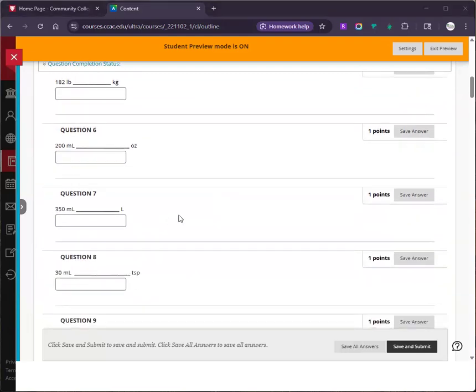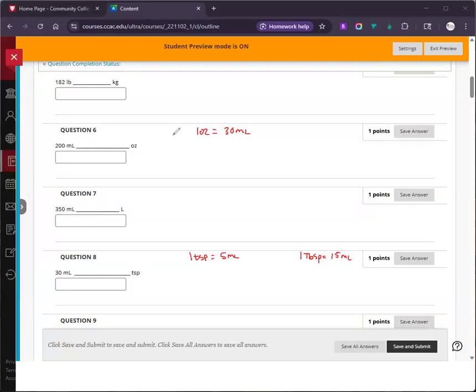6, 7, and 8. These are ones that students are usually less comfortable with, just because you haven't quite memorized how to do these things. 1 ounce is equal to 30 milliliters. 1 teaspoon is equal to 5 milliliters. And then it didn't get asked, but if it did, 1 tablespoon is equal to 15 milliliters. Like I said, you need to know those things.